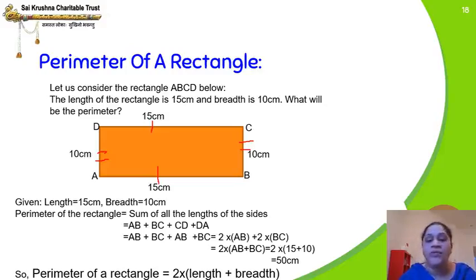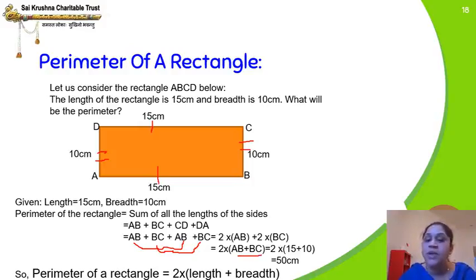So here you have AB plus BC plus AB plus BC. So we have two ABs and two BCs. So let's write like this. We have two ABs, so that means it is 2 times AB, plus you have 2 BCs, so you have 2 times BC. So when you take 2 as common, you will have 2 times AB plus BC.